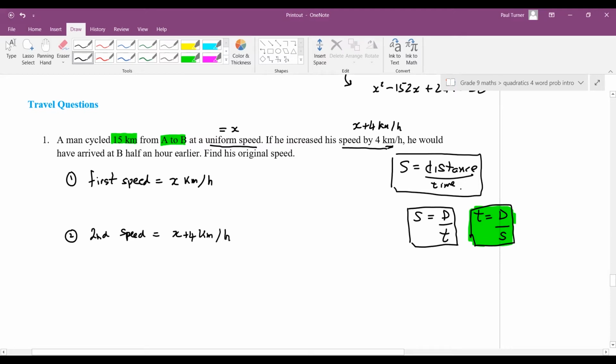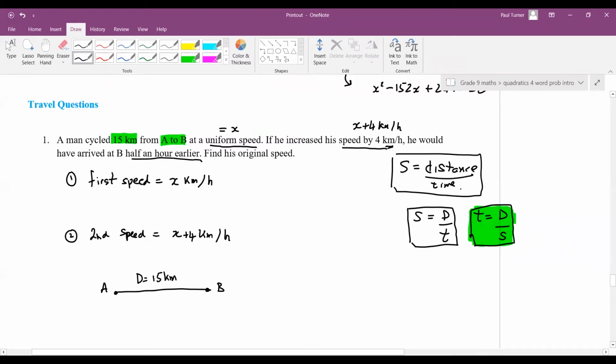He would have arrived at B half an hour earlier. So we'll keep this in mind. We'll do this in a minute. So let's just go back for a minute and draw a picture of A to B. Okay, he's going A to B, and this is 15 kilometers. So this is your distance, D.